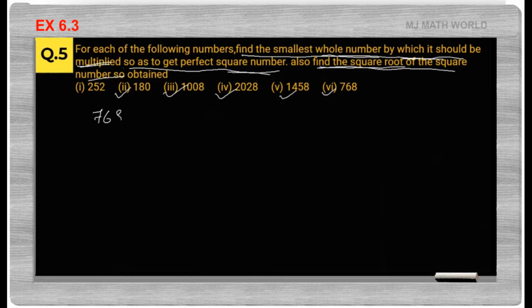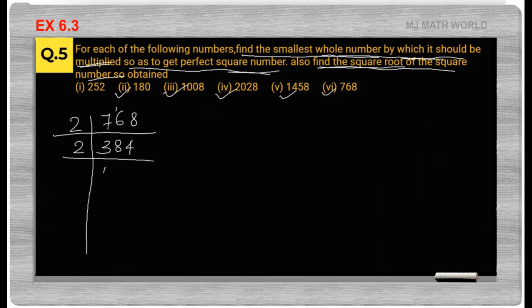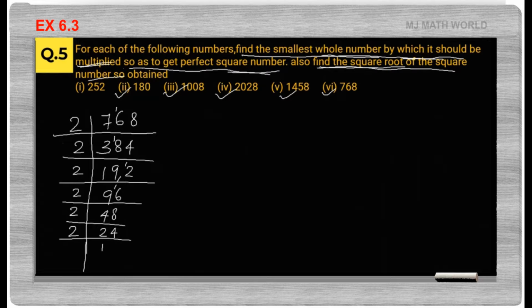This is the next number, 768. It's divisible by 2, 2 into 384. 384 is divisible by 2, 2 into 192. 192 is divisible by 2, 2 into 96. 96 is divisible by 2, 2 into 48. 48 is divisible by 2, 2 into 24. 24 is divisible by 2, 2 into 12. 12 is divisible by 2, 2 into 6. 6 is divisible by 2, 2 into 3. 3 is divisible by 3, 1 time.